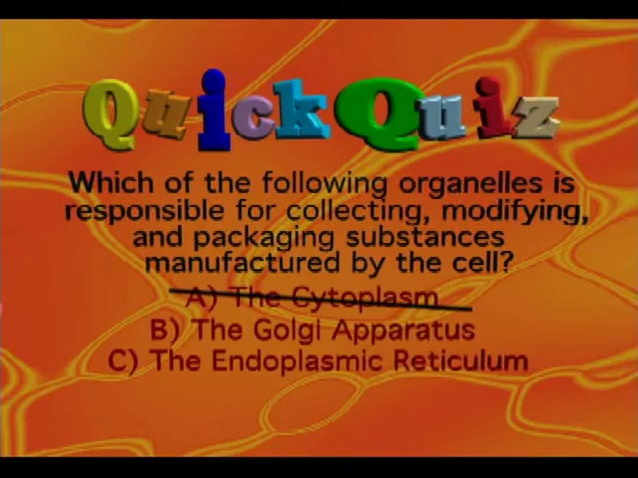Take a second to think about it. You think you got an answer? Let's see. The cytoplasm is the jelly-like substance where molecules are broken down to produce energy and other molecules are built up. Endoplasmic reticulum synthesizes macromolecules and transports proteins to various places in the cell. So therefore the answer is B, the Golgi apparatus. The Golgi apparatus is responsible for collecting, modifying, and packaging substances manufactured by the cell. So did you get it right? Great. Let's go back to Ryan, Jenny, and Steven and see what's coming up next.